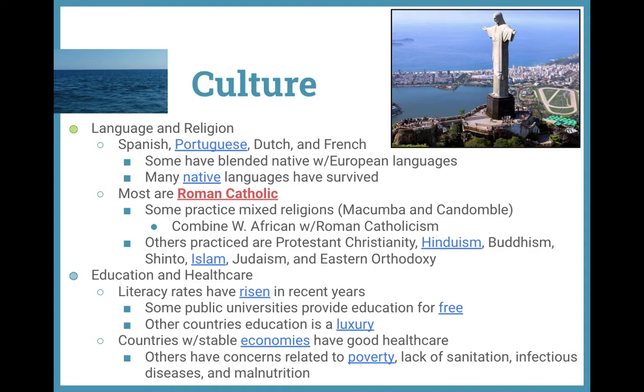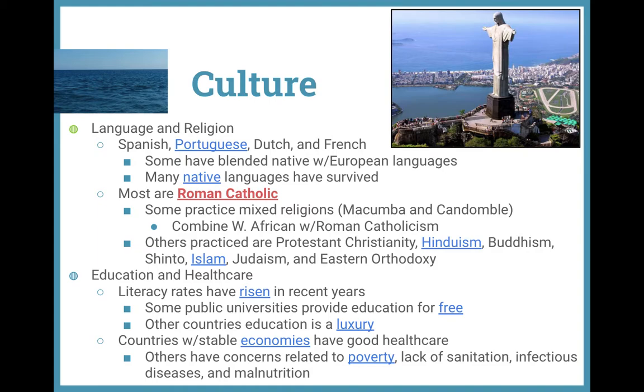So language and religion. Spanish, Portuguese, Dutch, and French are spoken primarily in South America. In Brazil, their language is Portuguese, which is really similar to Spanish because Portugal and Spain are on the same peninsula, called the Iberian Peninsula, so their languages developed very similarly. But many native languages have also survived as well.